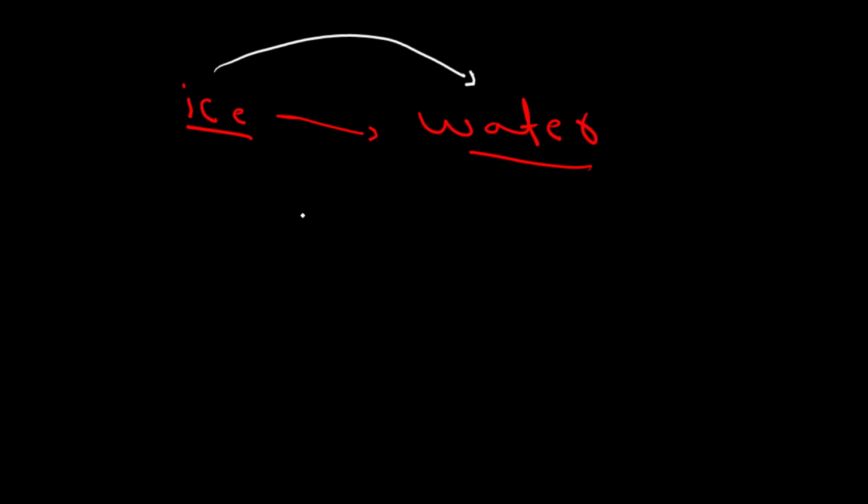So come to the first example. If we take a simple example, it can be, for example, while we melt ice, right? While ice is converting from the ice form to the water. Here in this process, while the ice is converted to the water, this process is called the melting process.